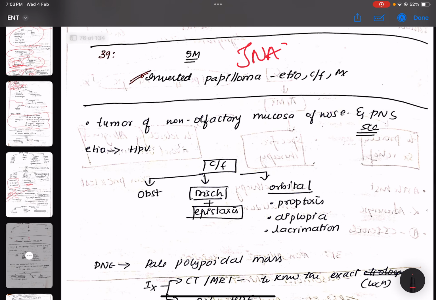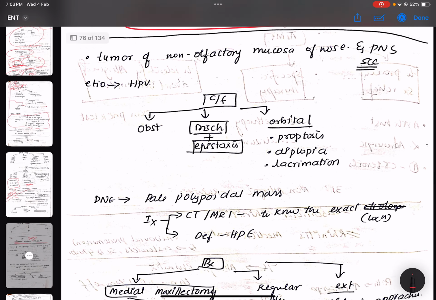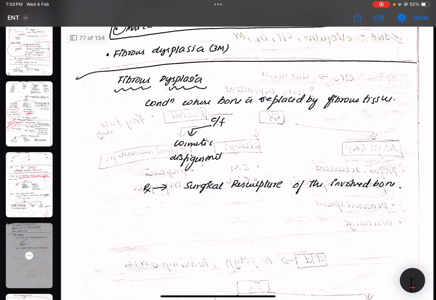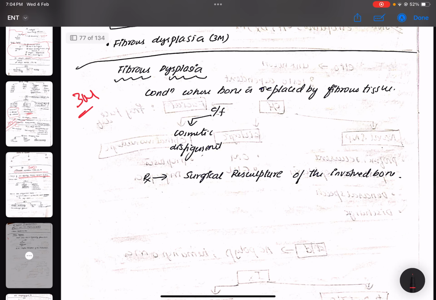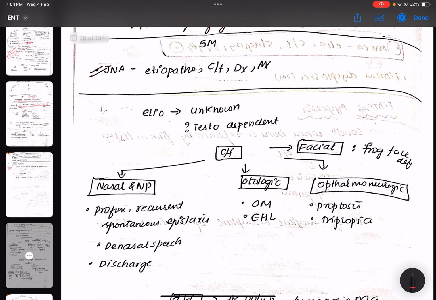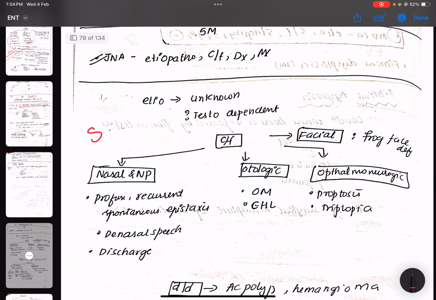JNA is more important than inverted papilloma. If you study inverted papilloma, that should be more than enough. What is the major thing? It's a tumor of non-olfactory mucosa. Again, this was asked as a 3 marker, so I've just mentioned it. Again, JNA in and out is important. This can come as a 5 marker or a CBQ. Okay, so make sure you know it.